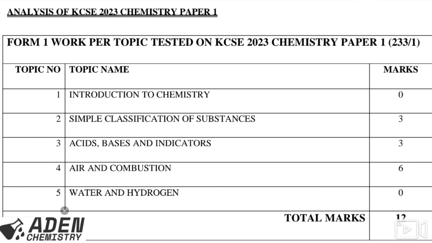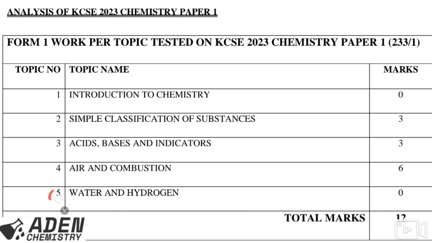Number 4 is the topic Air and Combustion. Air and Combustion had 6 marks in the year 2023. So at least it can be brought back again, but you have to go through the chapter, because remember, in chemistry paper 1, we are told all the chapters may be tested. So that means you don't know whether they are going to repeat or not. So at least you have to know it. And as a good student, you are supposed to have all the 24 chapters in the chemistry syllabus at your fingertips. You are supposed to know them in detail.